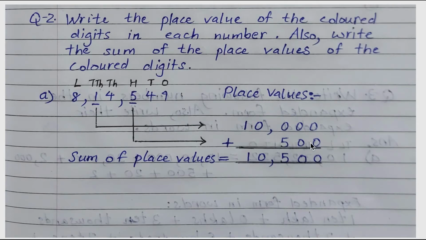And then it is written that also write the sum of the place values of the colored digits. So over here you will write sum of place values equal to, and over here these are the two place values, so you will perform addition. So addition sign over here, and over here you will carry out the addition. So the sum of place values in this case is 10,500. So like this you will solve the other sub questions in this question.